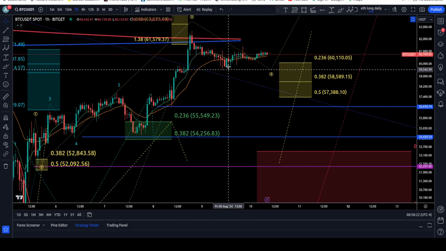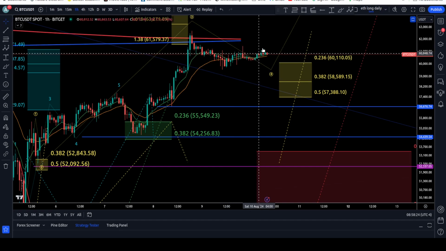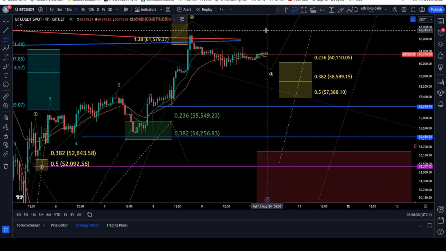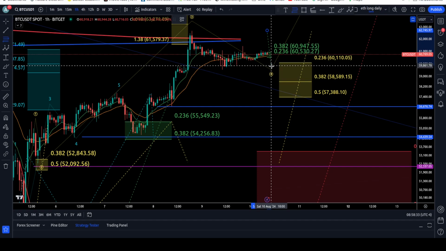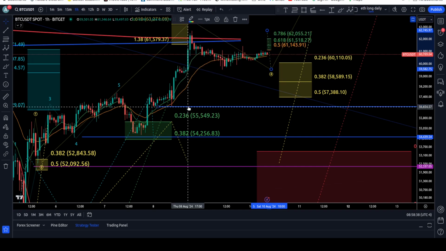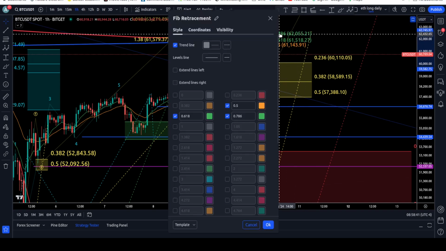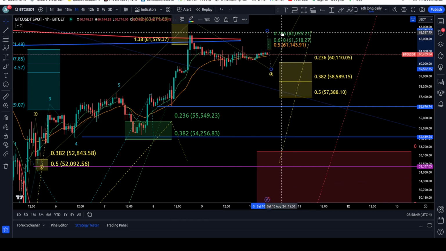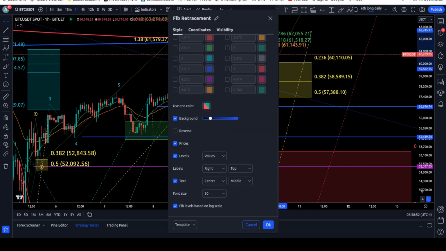So I would say maybe we're still working on the B. Maybe we go a little bit higher, maybe not. Let's see and find out. If I say that this is the A, bring the settings for wave B. Actually, did I? Because I realized I had some saved settings, so let me redo it again. Very important when we work on the linear scale to click fib levels based on the log scale, because otherwise it's going to go on the linear one.